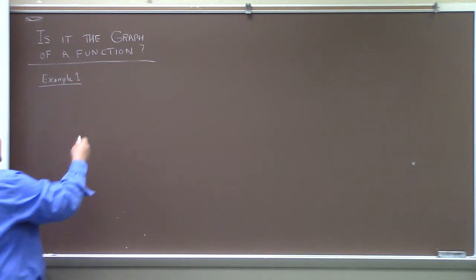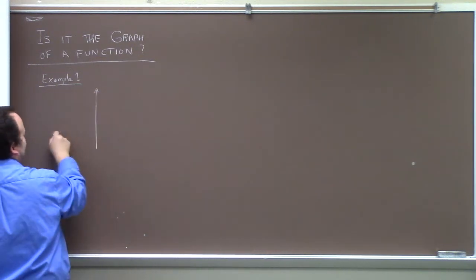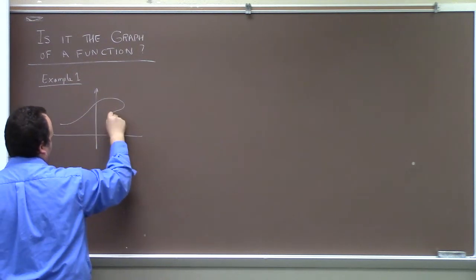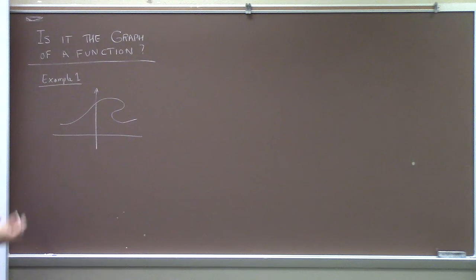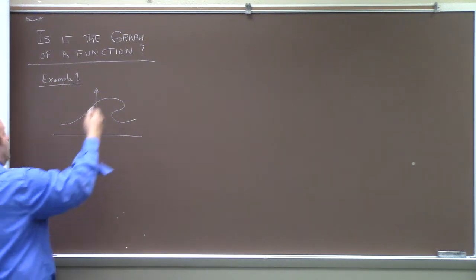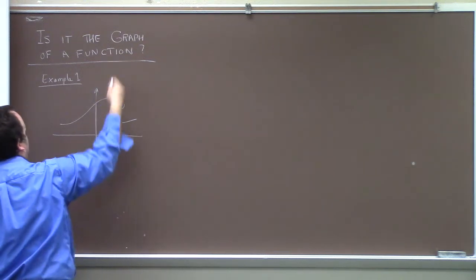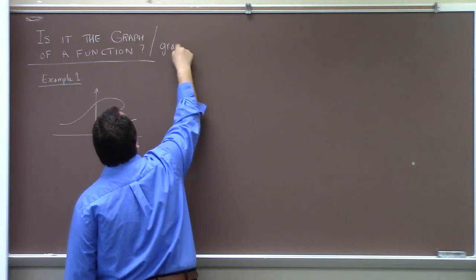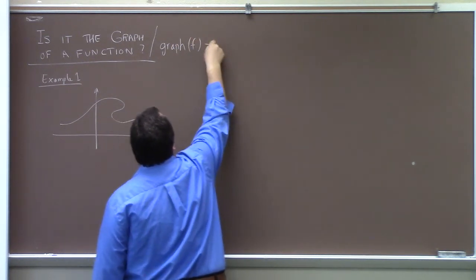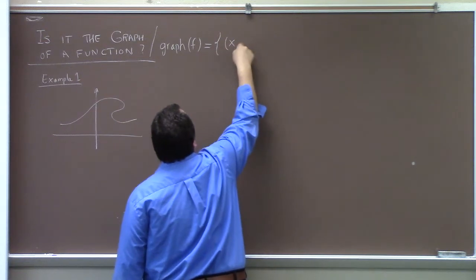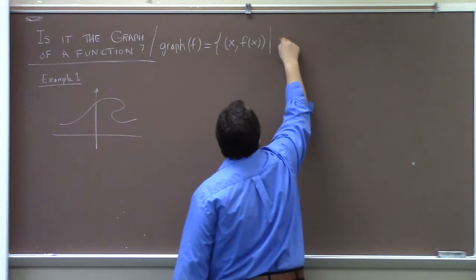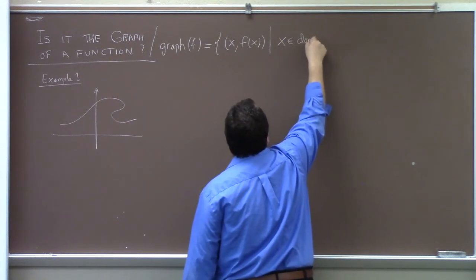Example 1. So if I had a graph that looked like this, is it the graph of a function? What's the graph of a function? What is that by definition? What does that look like? Remember, the graph of f equals the set of x, comma, f of x, such that x is in the domain of some function.